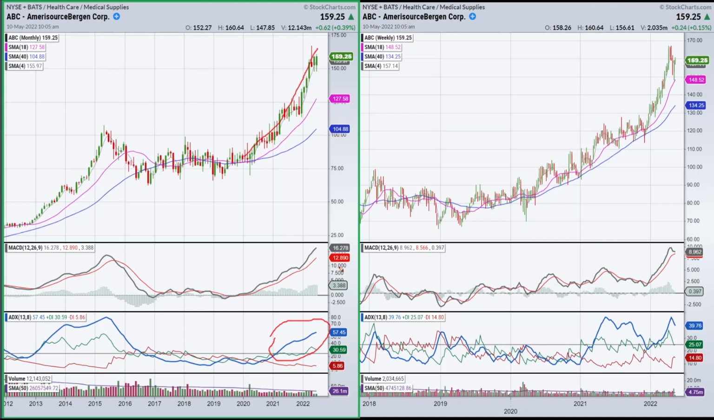So we know we're in a strong long-term trend. And then we make a new high here in ADX, which confirms this move right here. And then price goes sideways while the ADX is going down.